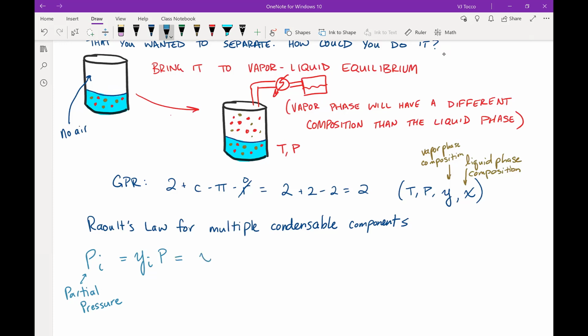Then by Raoult's law, this is equal to Xi, the liquid phase composition, times the vapor pressure of component i. And remember, this is a function of T.